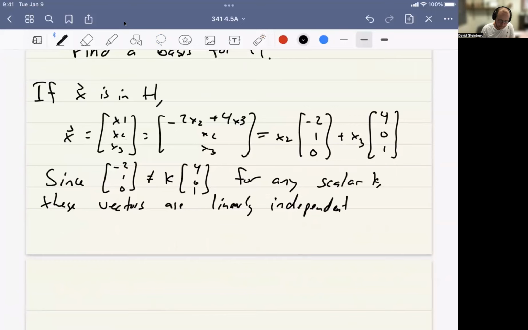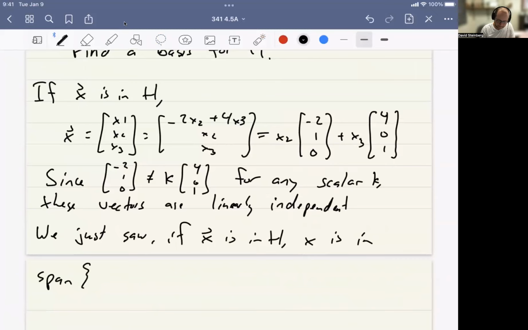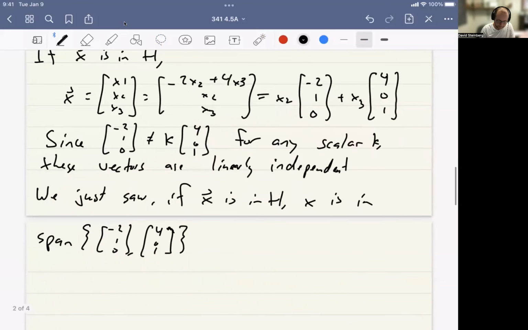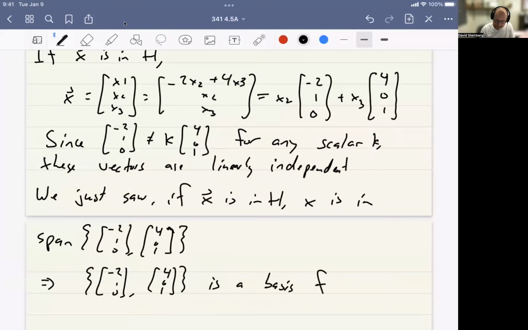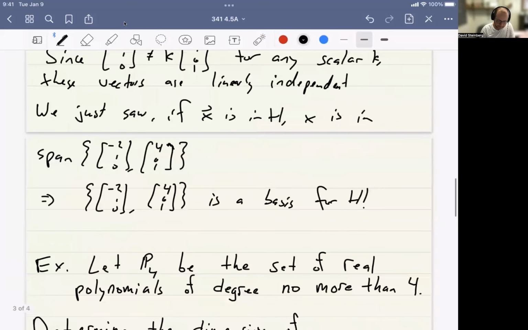And also, we also know, just saw, if X is in H, X is in the span of these two vectors. But that means that this set is a basis for H. Which means, oops, we're almost running out of space here, the dimension of H in particular is 2.